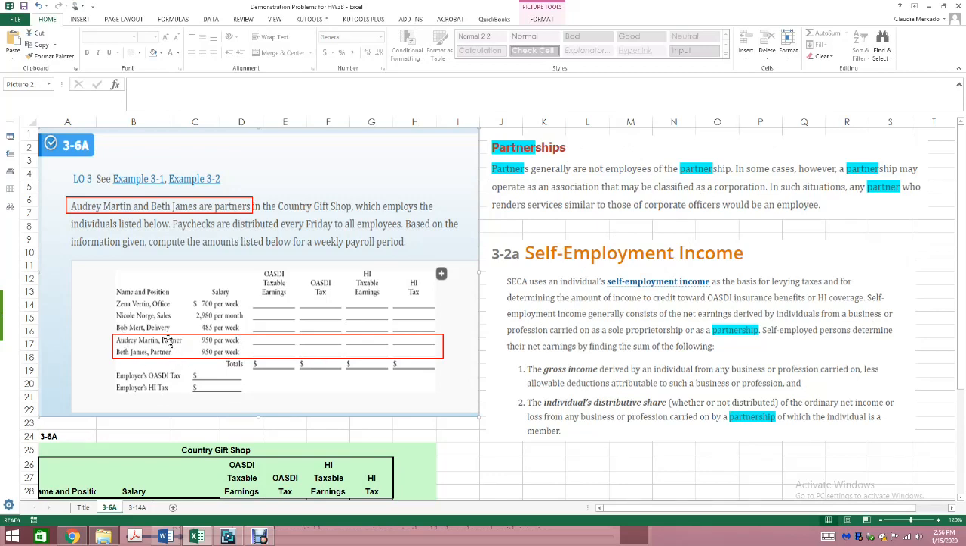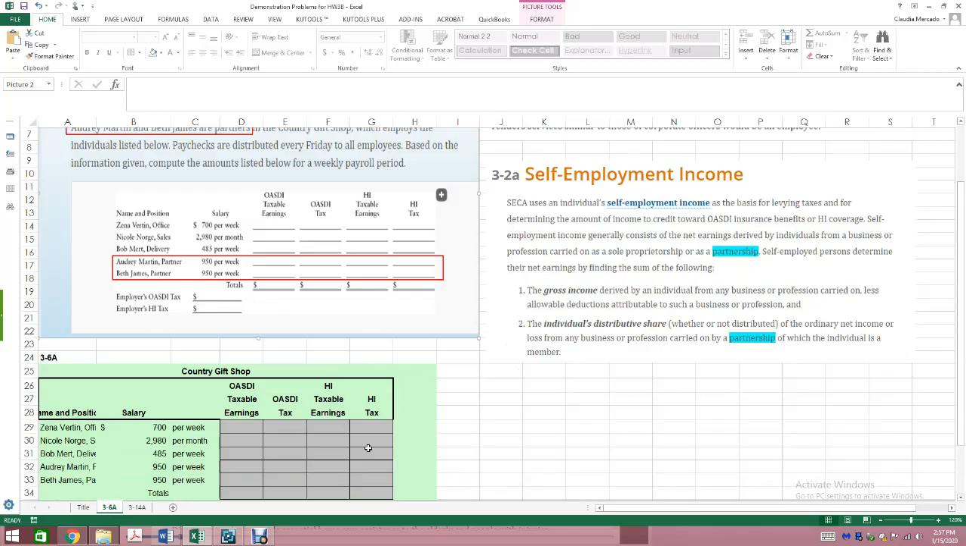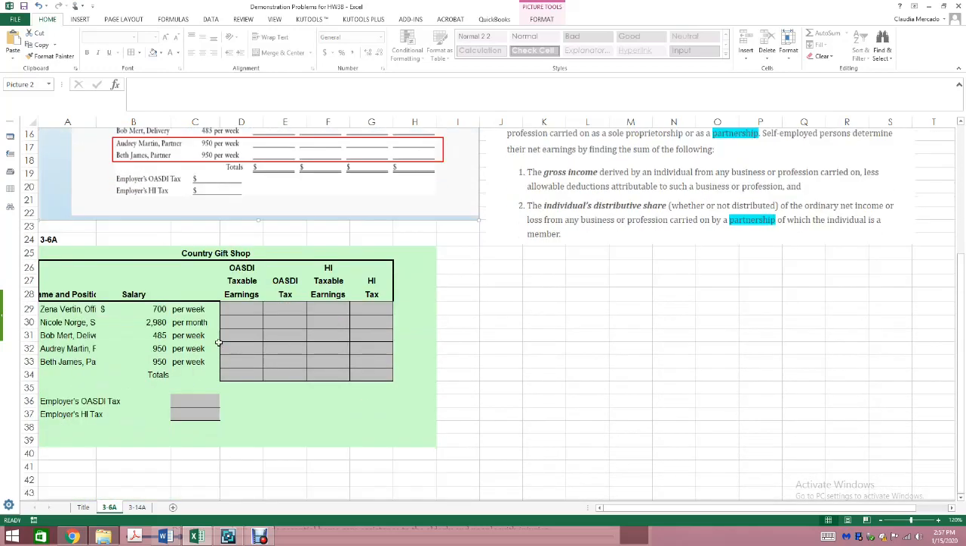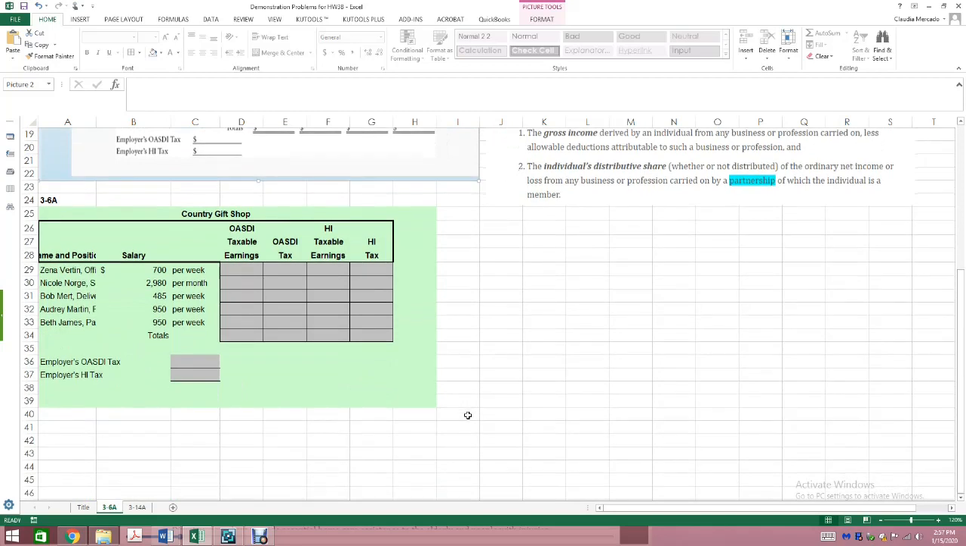I know that Audrey and Beth, because they're partners, are self-employed, so I'm not going to do any of the calculations. They're going to pay their own taxes when they complete their income tax. It's not running through the business per se. The business is not responsible for contributing any of the taxes, and no taxes are going to be deducted from these partners' paychecks. Only from the real employees are we going to deduct these taxes. I've copied the information from up here down here so I can actually work out my problem.